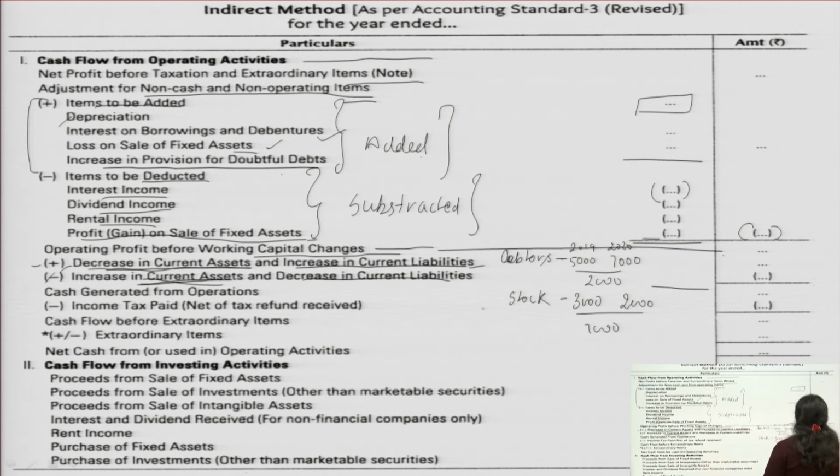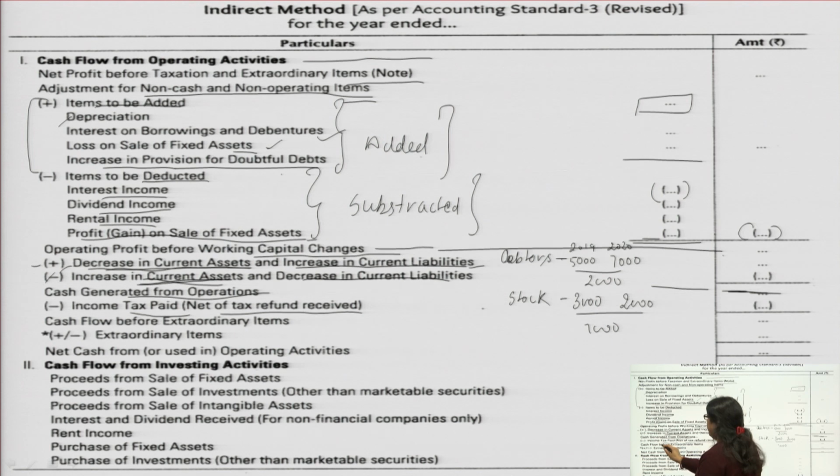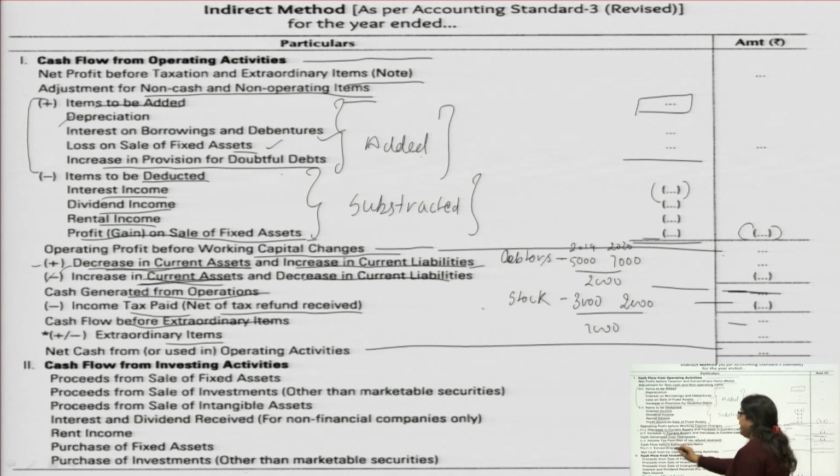The amount which will be coming out here will be known as the cash generated from operations, meaning by the operating activities. Now what will we do? We will subtract the income tax paid, net of tax refund received. Here it will be cash flow before extraordinary items, plus or minus extraordinary items. The amount which comes out will be known as the net cash from operating activities. That is the first part.